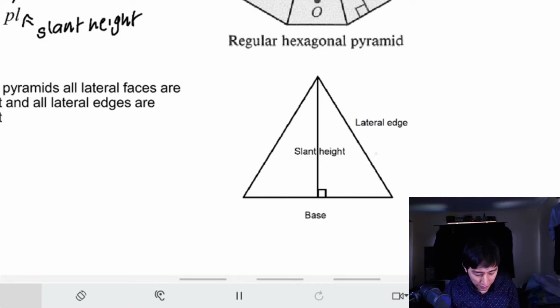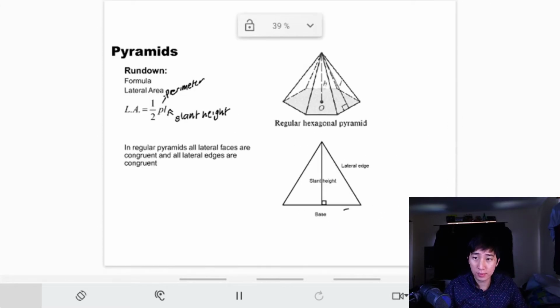Now, similarly, if I told you this was 10 and I told you this was 5, you could figure out what this is by using Pythagorean theorem. So again, if you're trying to find slant height, breaking apart that lateral face is a really good first step to try. And again, just one more time, your formula for lateral area is going to be 1/2 perimeter times that slant height, not your height, your slant height.